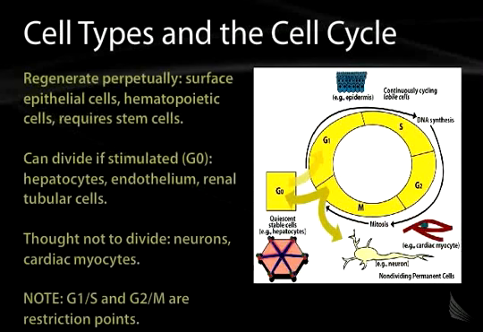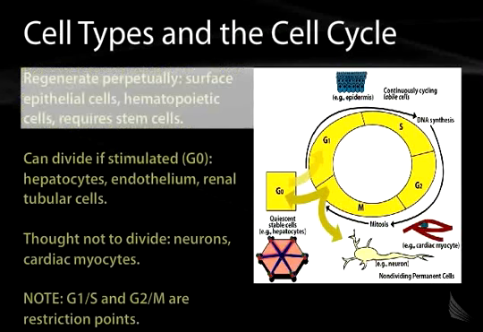Now, understanding the cell cycle helps to understand this regenerative process. There's really three types of tissue. One is tissue that has cells that regenerate in perpetuity. They're constantly regenerating. And these are things like the skin or the GI tract or the hematopoietic system, where the cells are constantly being turned over and regenerated. These are tissues where, if damaged, you can replace the lost tissue by regeneration.